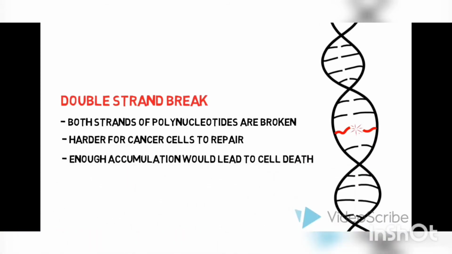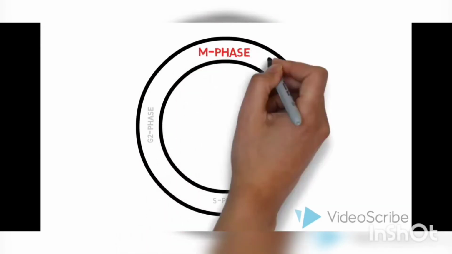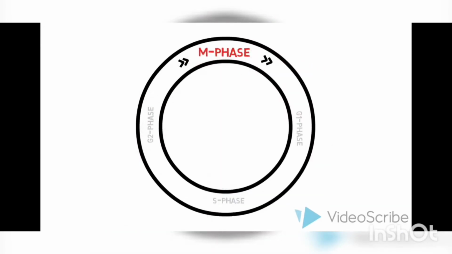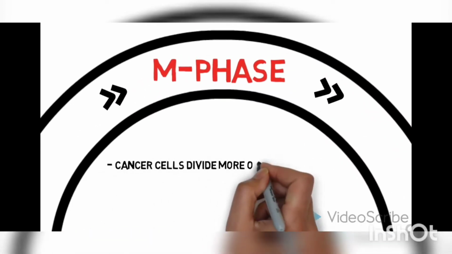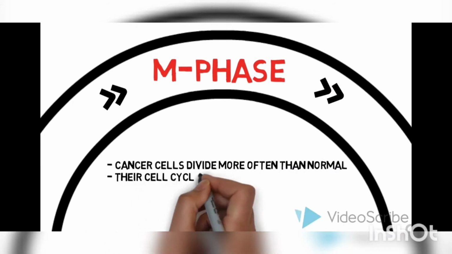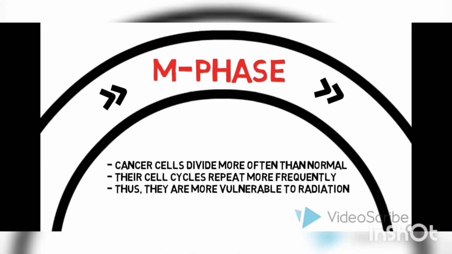It is easiest to cause a double-strand break when a cell is in its M phase of the cell cycle. This is when the chromosome is dividing. Cancer cells divide more often than normal cells. That is, their cell cycles repeat more frequently. This makes cancer cells more vulnerable to radiation than normal cells.